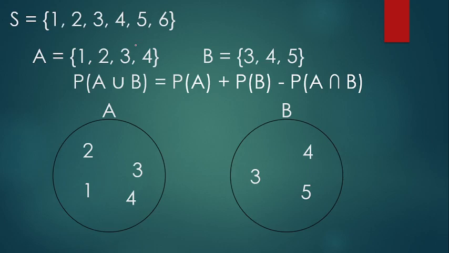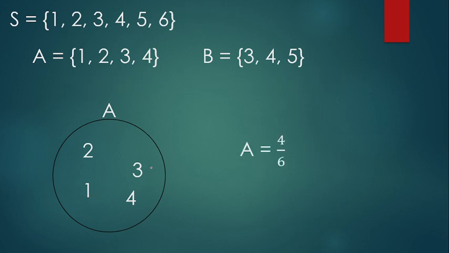For the sample space of a die, for example, still. So we have the set A and set B. From your set A, you have 1, 2, 3, 4. And from your set B, you have 3, 4, 5. Okay, so if you're going to get the probability of the union of A or B, what would it be? Again, the formula of that probability in terms of union is the probability of A plus the probability of B minus the intersection. At first step, you're going to get the probability of A.